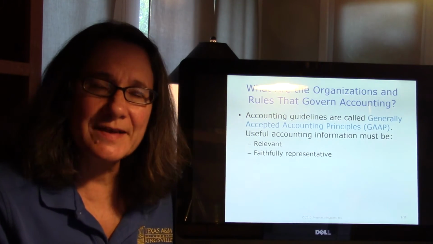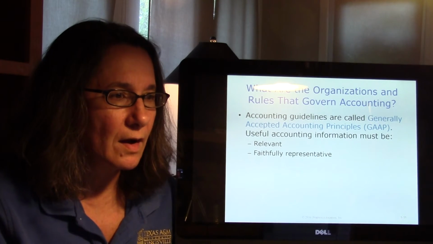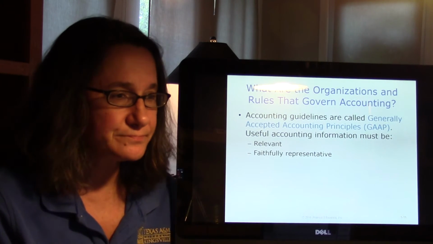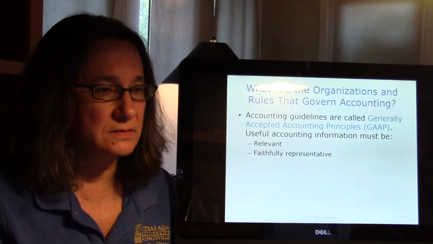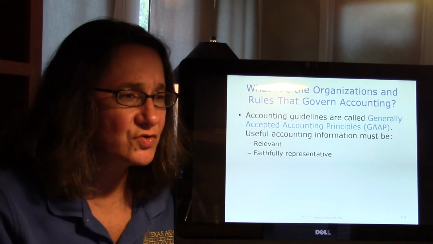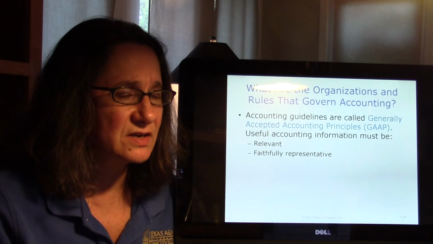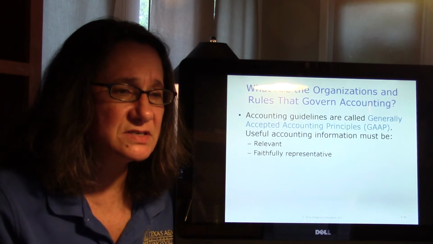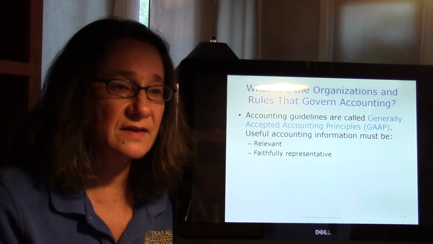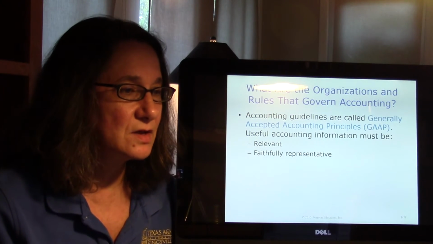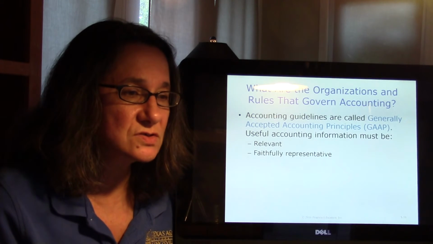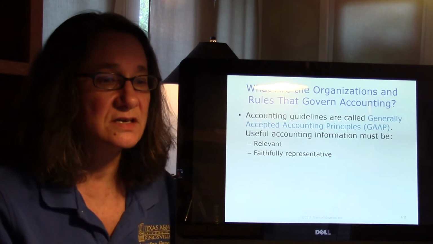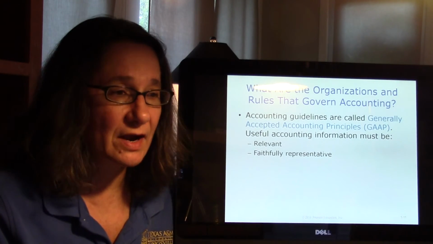What rules are they enforcing? That's a great question. Well, generally accepted accounting principles are the guidelines for accounting information. We call this GAAP. GAAP is governed by FASB, and GAAP rules are used to prepare financial statements. The primary objective of financial reporting is to provide useful information. In order for information to be useful, it must be relevant and have faithful representation. When information is relevant, it allows the user to make informed decisions. Information is faithfully represented when it is complete, neutral, and free from error.